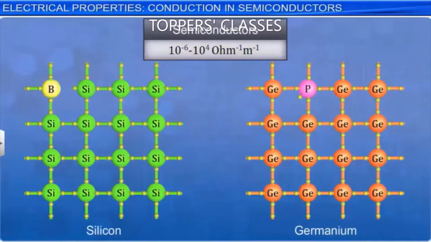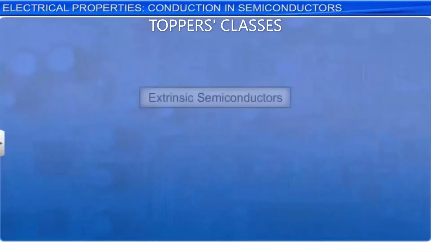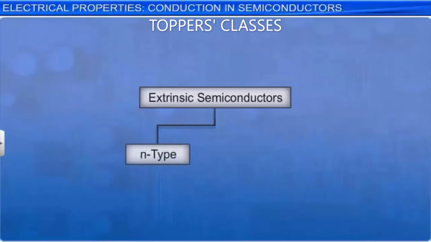The addition of a small percentage of foreign atoms to a regular crystal lattice of an intrinsic semiconductor like silicon or germanium produces dramatic changes in its electrical properties. Such impurities introduce electronic defects in the semiconductor and produce an N-type or P-type semiconductor.